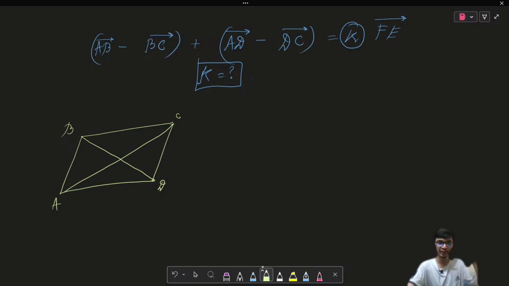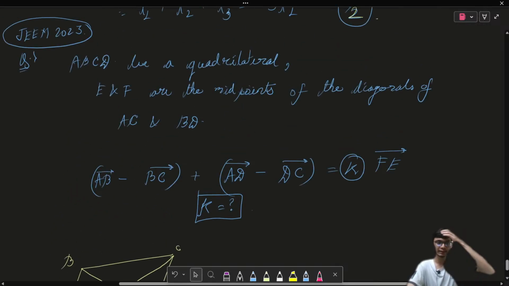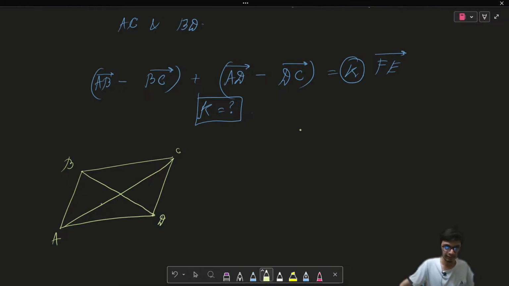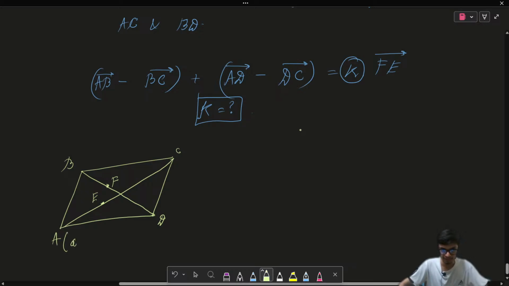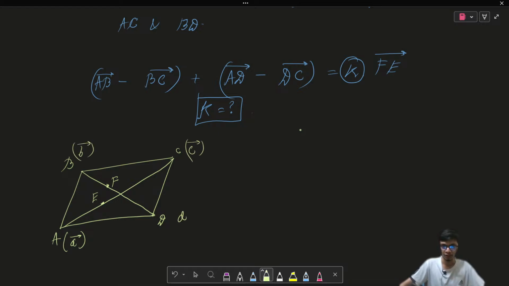now what is said is that E and F are the midpoints of the diagonals. So let us say this is my midpoint of the diagonal AC and this is my midpoint of the diagonal BD. So E and F are the diagonals' midpoints. In order to solve this kind of problem, let us consider A vector, B vector, C vector as the position vectors of the given points. If I assume these as the position vectors, then it will be easy to solve this problem.